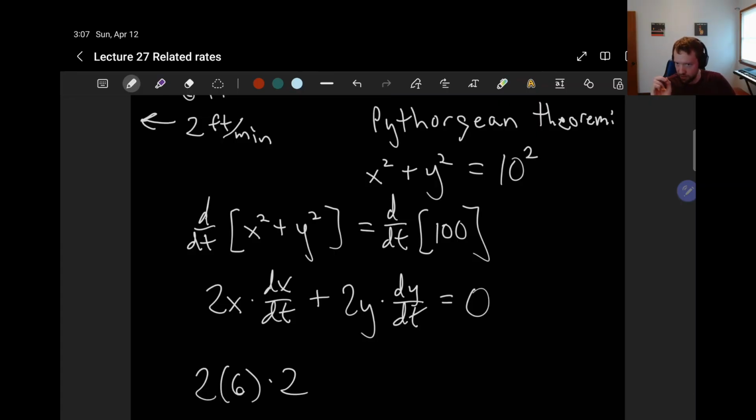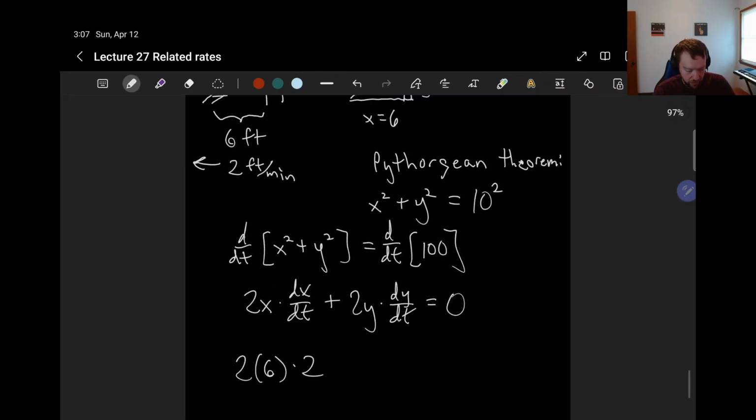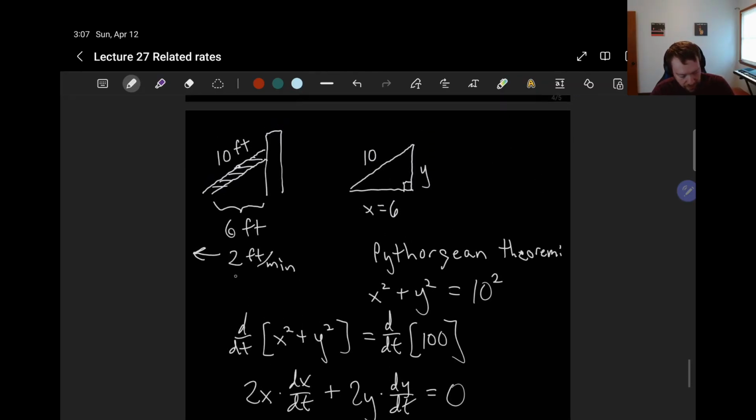Now this part might be a little bit confusing. I'm writing a positive 2 for dx dt instead of negative 2, even though the way I drew my picture, x is moving to the left. But that's just due to the fact that the picture can be misleading. So we actually do not want dx dt to be negative in this case. We want positive 2 feet per minute.